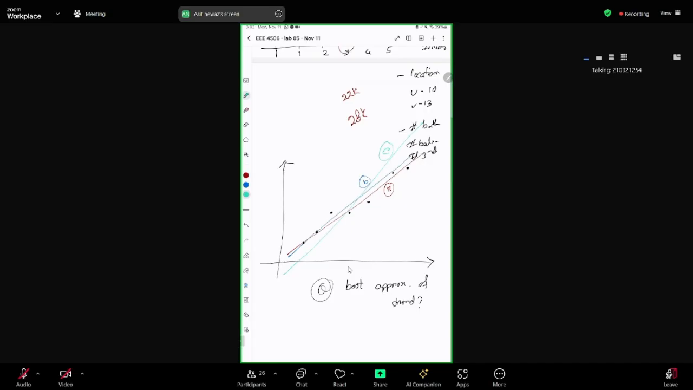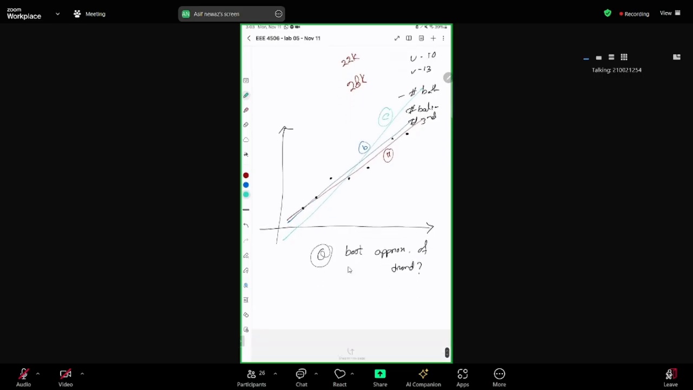I think the red one. Yeah, the red one. How do you explain? How do you actually say that? Yes, for the red one, you have almost the same number of points alternating between it. Yeah, I understand.